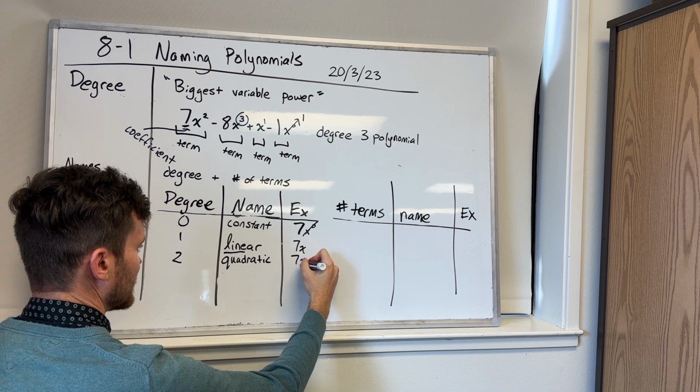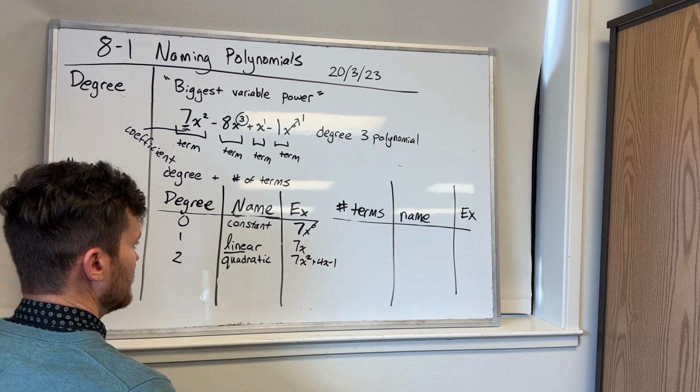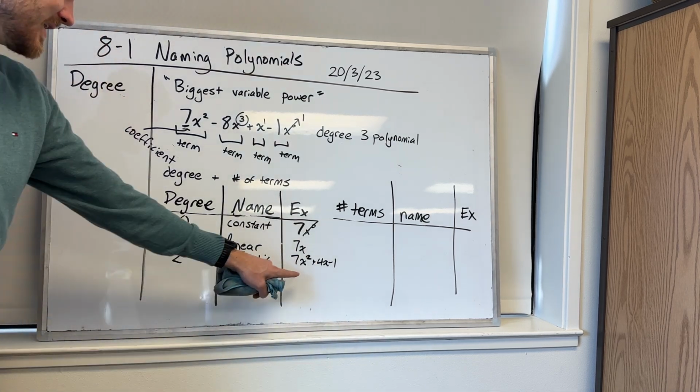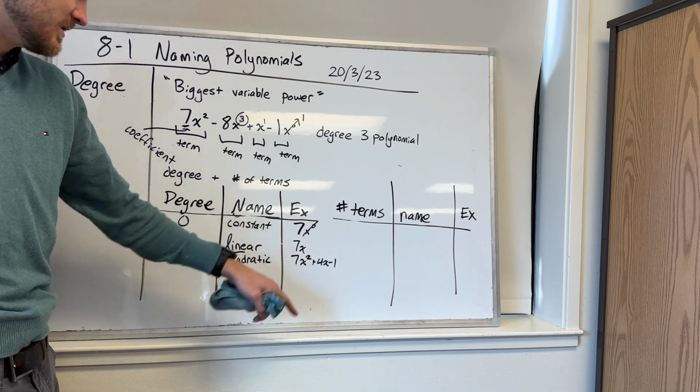So if I had 7x squared plus 4x minus 1, this is a quadratic because the highest degree was a 2. You can make up your own example. In fact, you should try to make your own example.